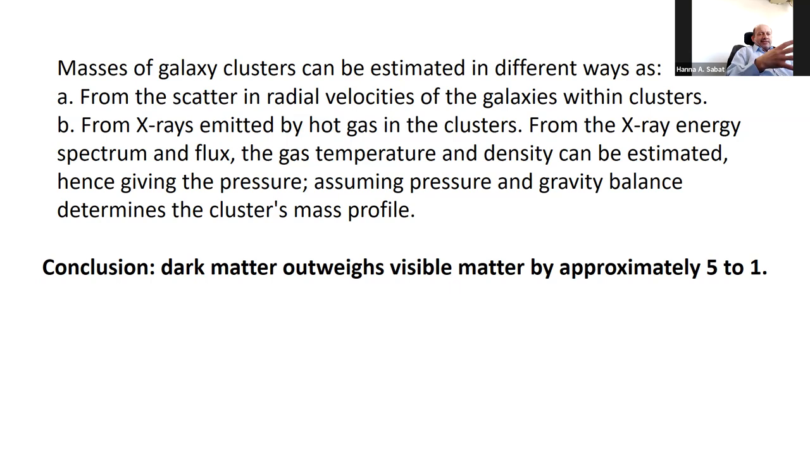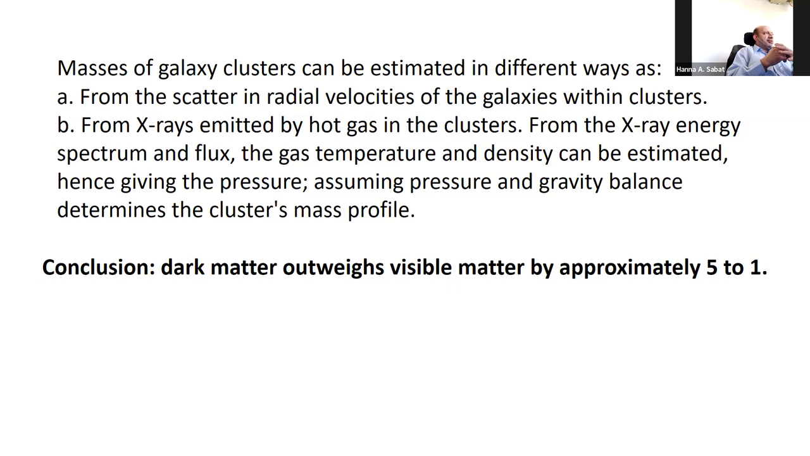So when Zwicky studied faraway galaxies to estimate the redshifts, he discovered that they do not all follow Hubble's law, which is a simple law which says that the speed of recession equals the Hubble constant times distance. In fact, when he studied those galaxy clusters, he discovered there is a scatter in radial velocities of such galaxies within the cluster. So this is one way: using these radial velocities, he was able to estimate the mass of the cluster.